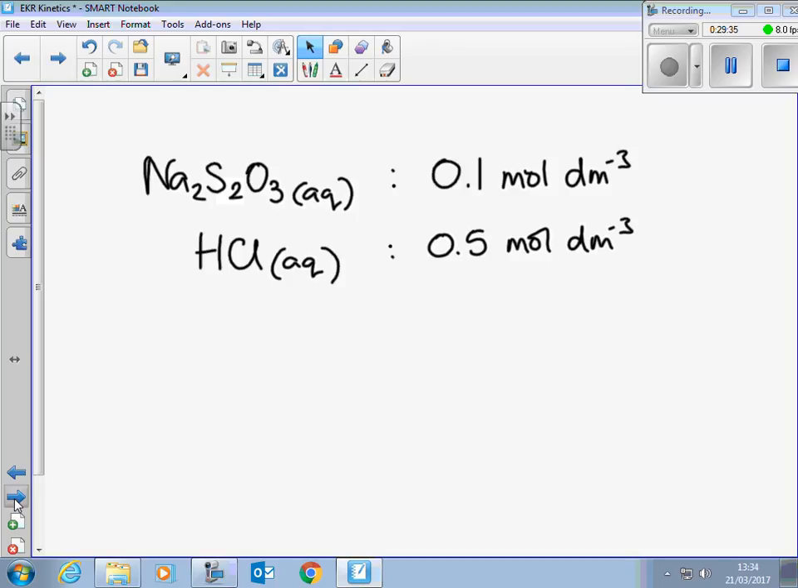And you keep the concentration of the hydrochloric acid constant. Remember, this is how you're going to work out the order of reaction with respect to the thiosulfate. Now you actually know what it is from what you did last week.